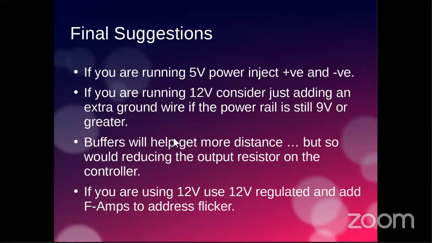So final suggestions, right? If you're running 5-volt power inject, because you're going to need to, that'll serve you well. If you're running 12 volts and you really want to try, adding an extra ground wire may well help, as long as you've at least got 9 volts on the power rail. Null buffers will definitely get you more distance, but so potentially would changing the resistor network on your controller. And if you're using 12 volt, use 12 volt regulated and add F amps. I think that's probably going to give you the best of all possible outcomes when you're driving your signals.